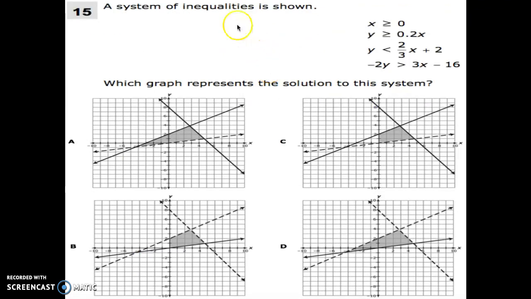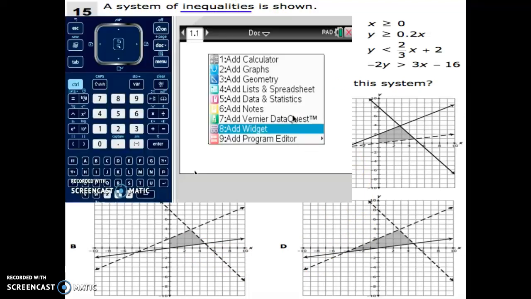Question number 15, we have inequalities. So we know we're going to be graphing, and we see a bunch of graphs. I'm going to tell you right away that the answer is not going to be A, just because I want the space here so that you can see the other answer choices. So let's watch the video, and we're typing these in like we did before.